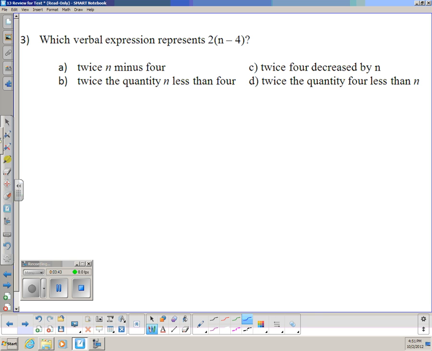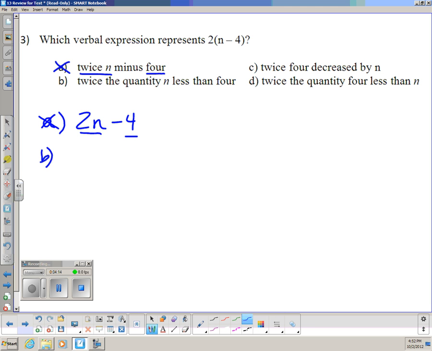Number 3 says, which verbal expression represents 2 times, in parentheses, n minus 4? I'm going to translate each of these, even if they're not the right answer. So A says twice n minus 4. Twice something means to multiply it by 2, minus 4. Minus gets translated as you read it. So twice n comes first, then 4 comes last. That's not what we have because the parentheses are missing. So that is not the correct choice.